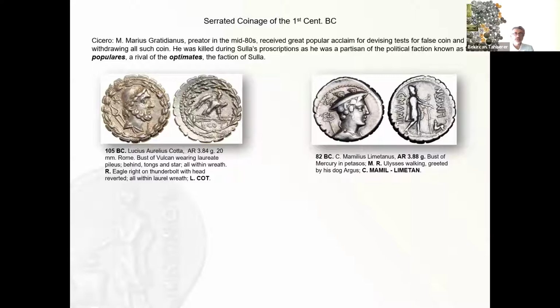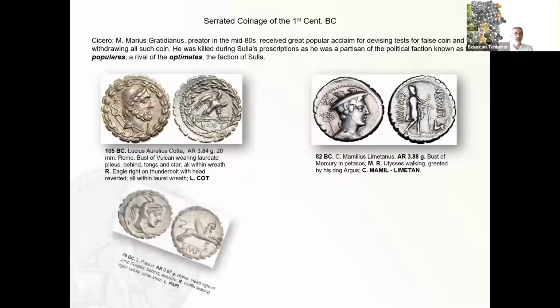And these types are really interesting. For the first time, a sign of the mint will come on the obverse of this coin with the tongues behind, and an eagle on thunderbolt on the reverse. And here, a mythological figure, Ulysses walking, greeted by his dog, with the Mercury on the obverse.